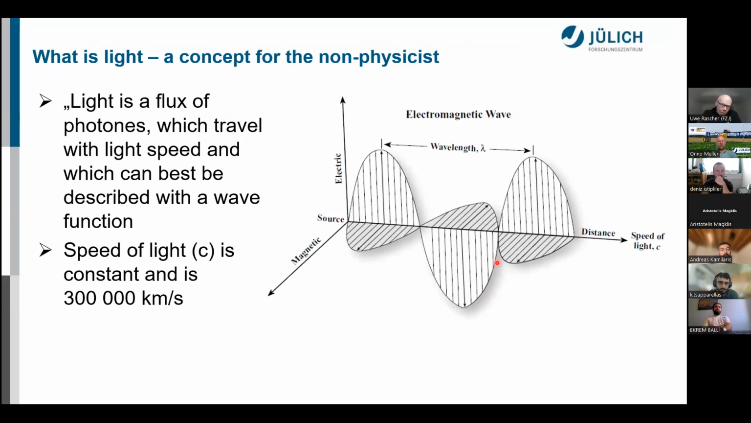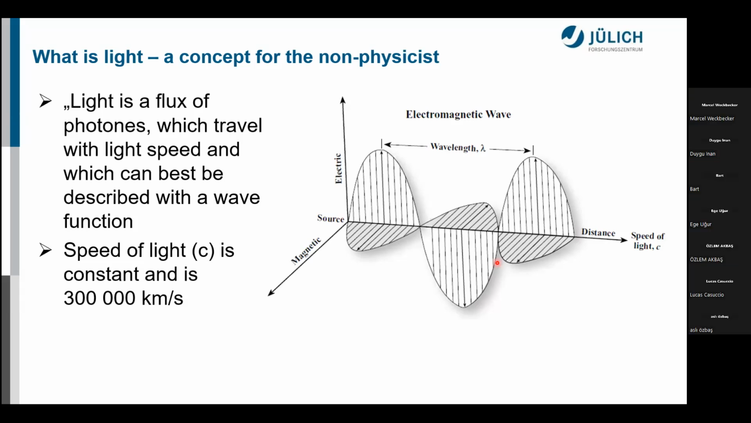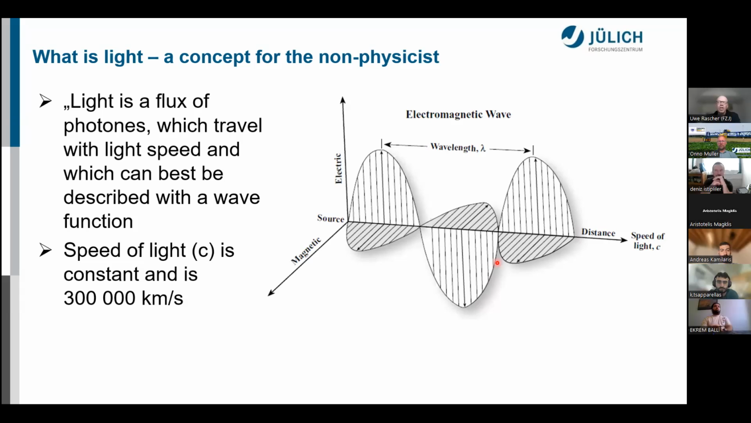And the topic of my lecture today is, as introduced, I would like to dive a little bit into light. What is light, as one of the tools which we use pretty often to measure plant structure and function. And in principle, as a non-physicist, and I assume we are all not quantum physicists here in the lecture, we can assume that light is just a stream or flux of photons which travel with light speed. And the properties of this flux of photons can be best described by a wave function.